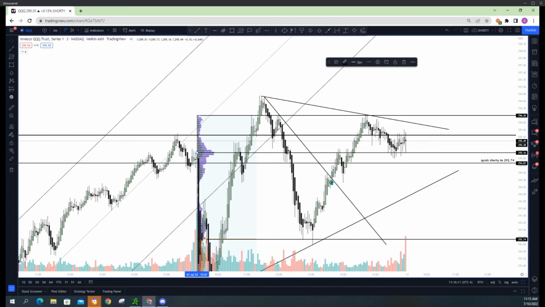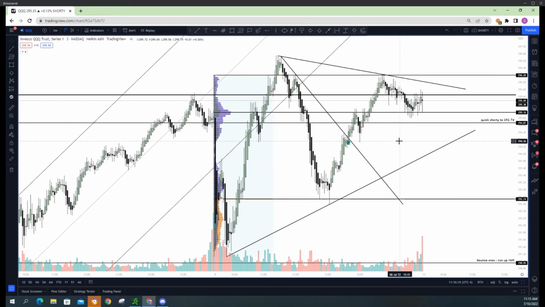Yeah, isn't this an intraday candle, right? So your volume's not going to look like that until the end of the day, isn't it?